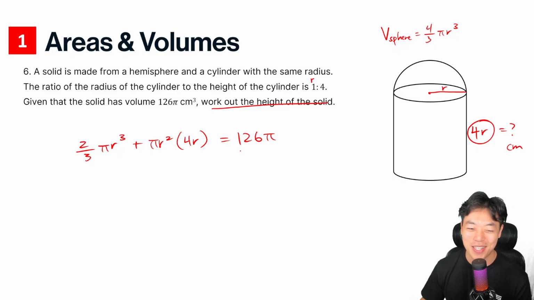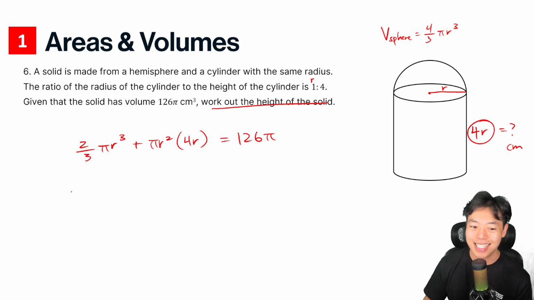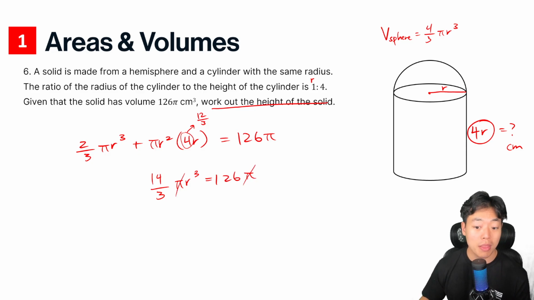This kind of works out really nicely because we have 2/3 pi r cubed plus 4 pi r cubed. So 4 plus 2/3 is essentially what we are doing here. Well, 4 can be rewritten as 12 over 3. So technically we just have 14 over 3 pi r cubed is equal to 126 pi. Well, guess what? The pi's cancel. We're going to multiply both sides by the reciprocal of 14 over 3.